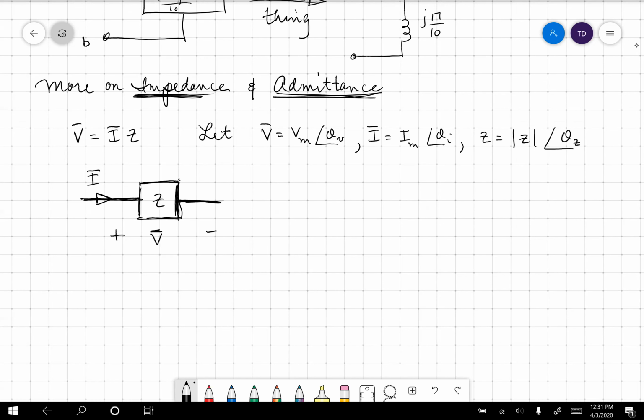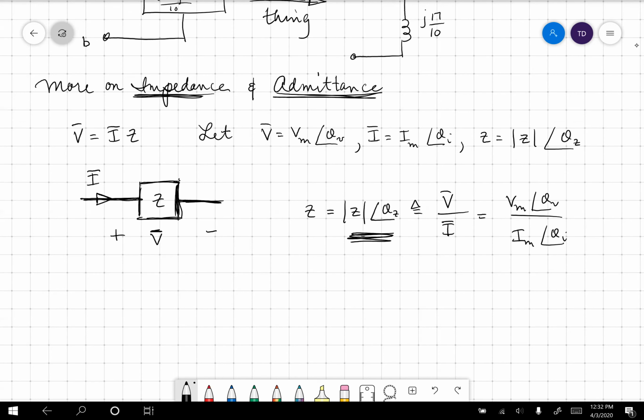Okay, so we know that Z, which is equal to magnitude of Z at an angle of theta Z, is equal to V phasor over I phasor. We know that by definition, but that's V sub m at an angle of theta V divided by I sub m at an angle of theta I.